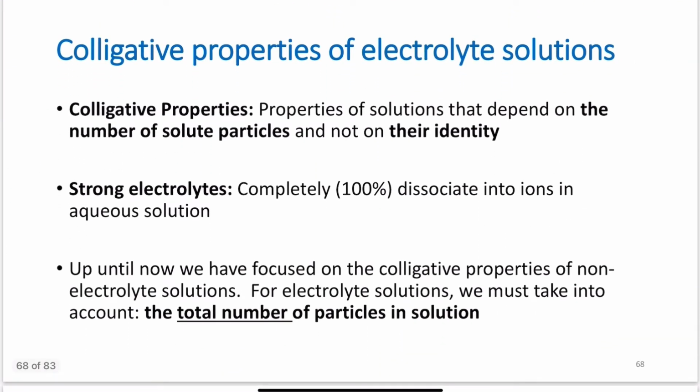Colligative properties of electrolyte solutions. Everything I've done so far has been a non-electrolyte. You do need to be comfortable with electrolytes. We covered these in Gen Chem 1, so if you're not comfortable with electrolytes, please review your solubility rules, and please make sure you're comfortable with that right away.